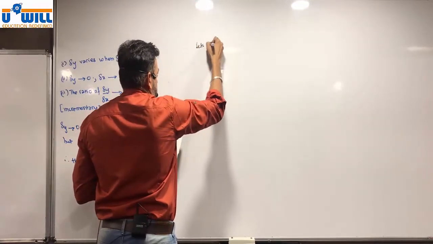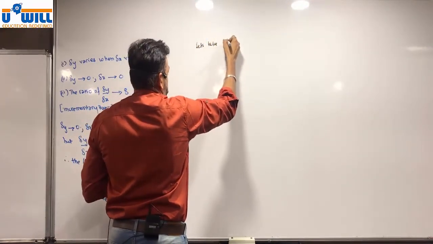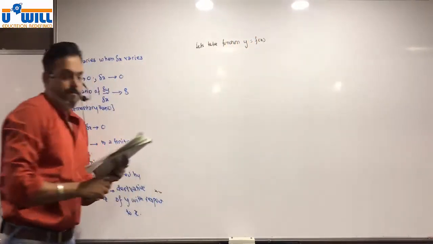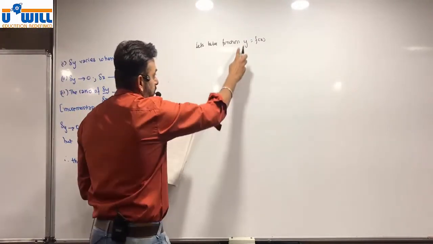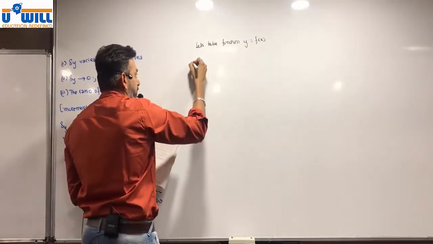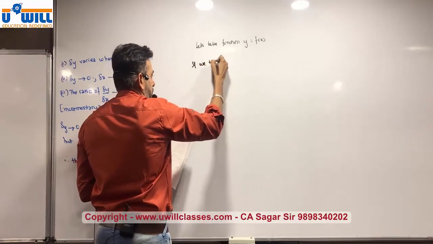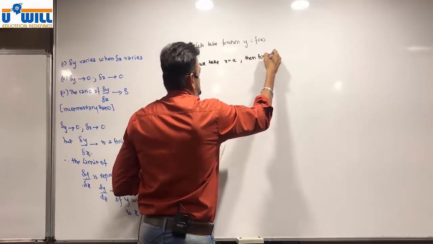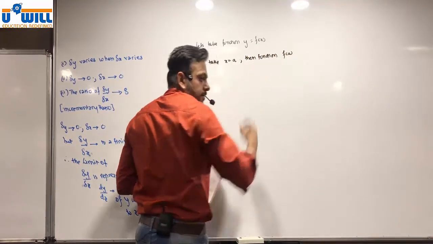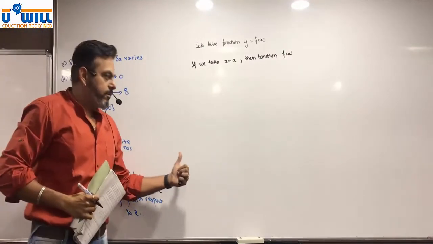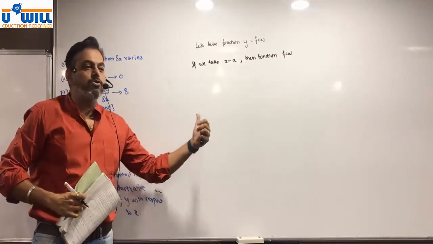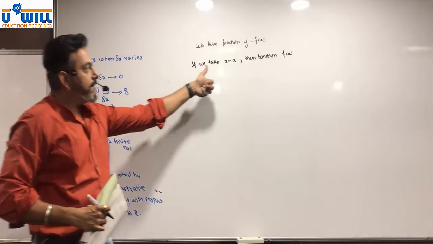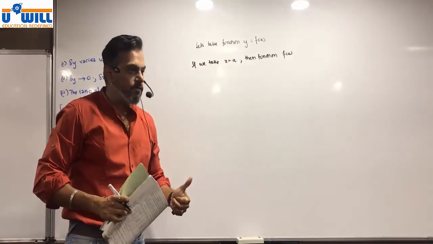Let's take function y is equal to f of x. Now, function y is equal to f of x. If we take x is equal to a, then function will be f of a. So for example, in the previous example, we took x is equal to 2. एक वेरिएबल लिया, वैसे यहाँ पे एक वेरिएबल लिया a. Understood this? Okay.